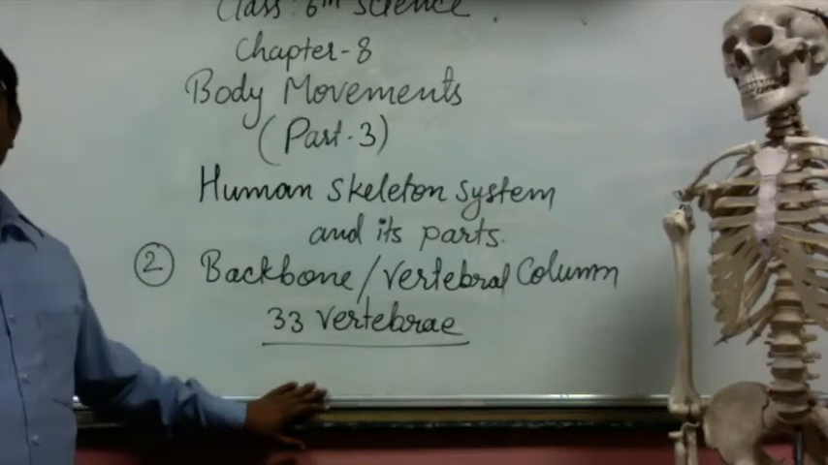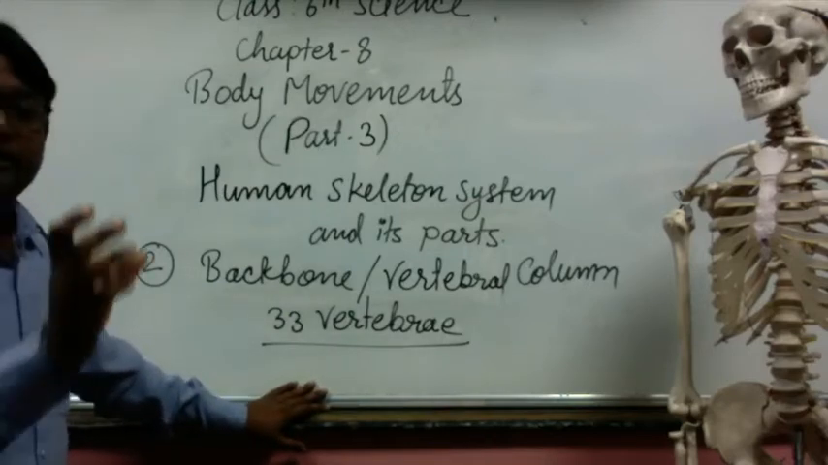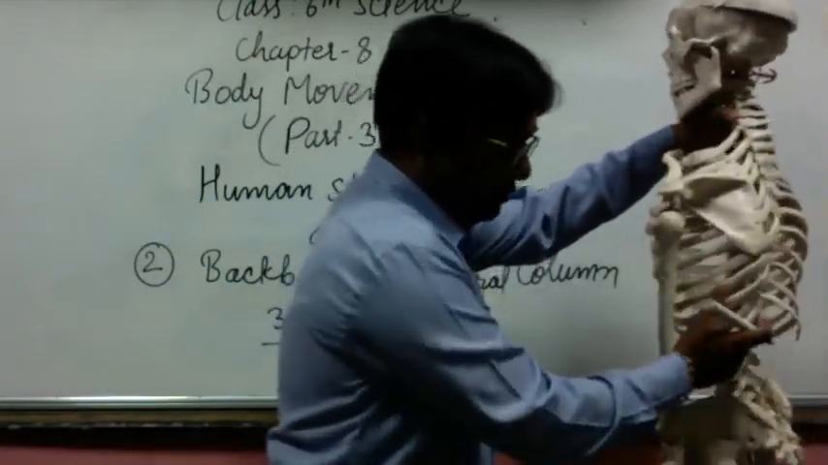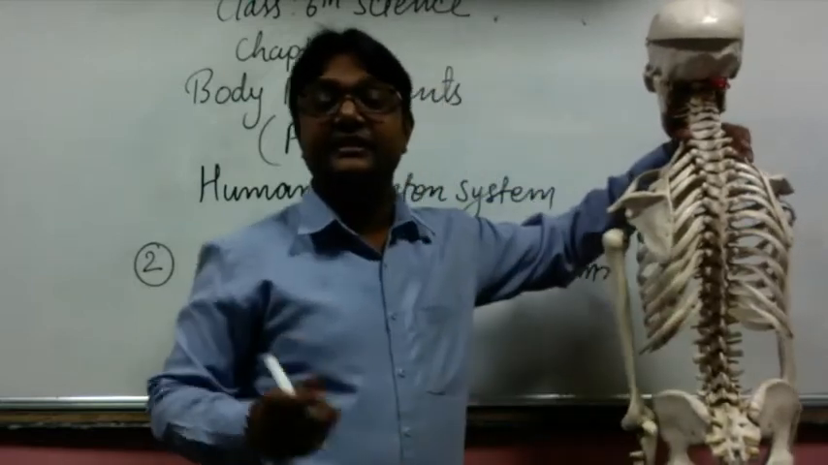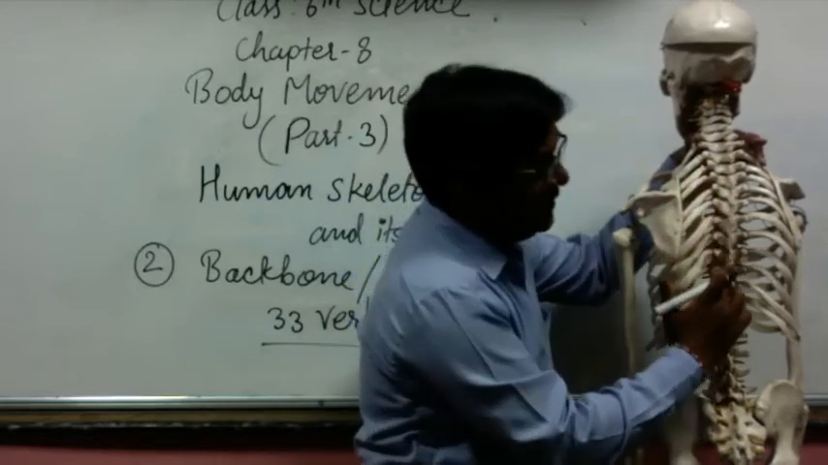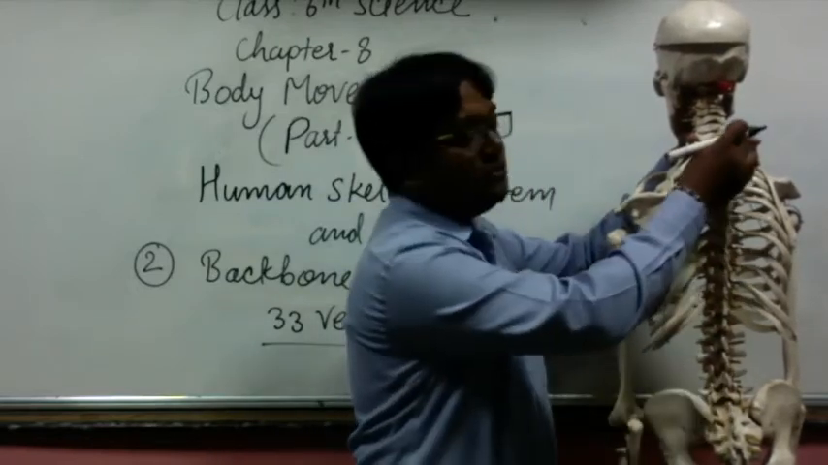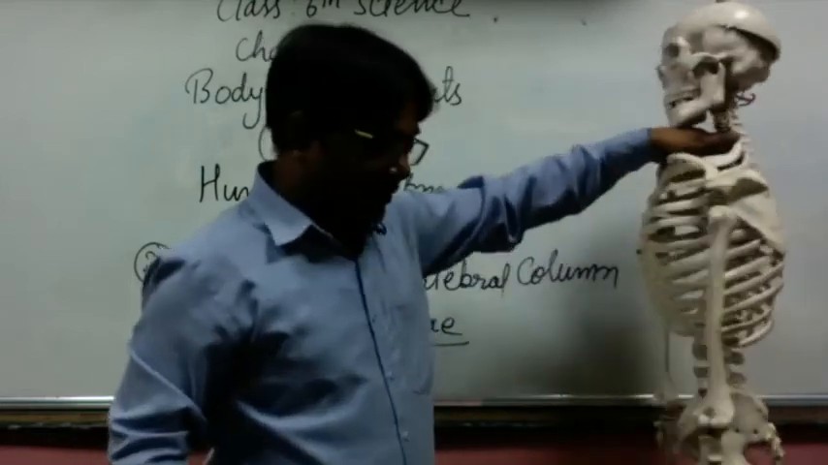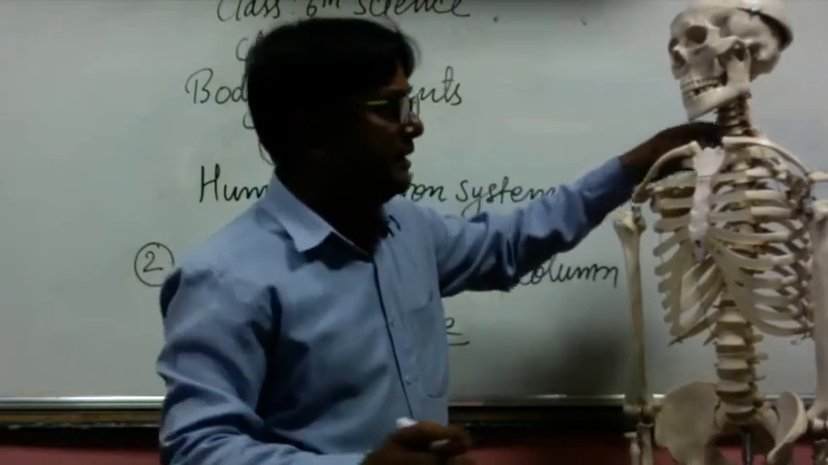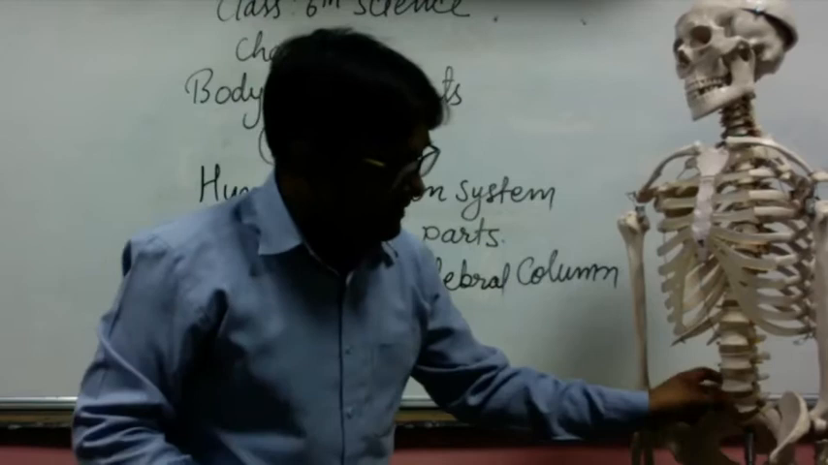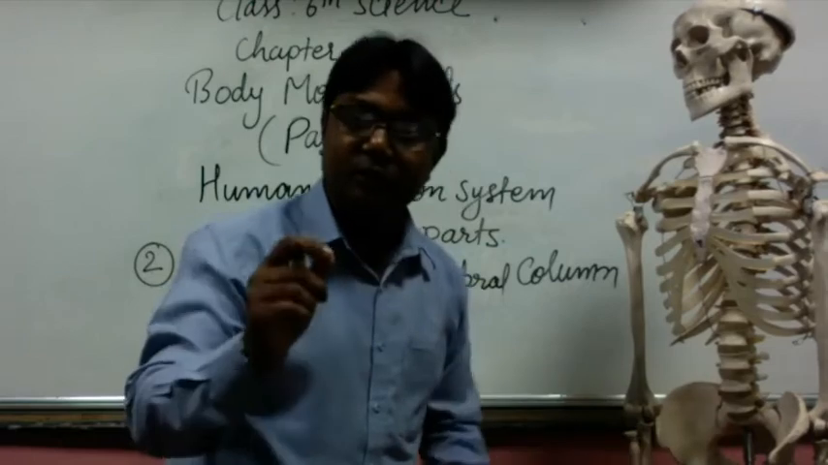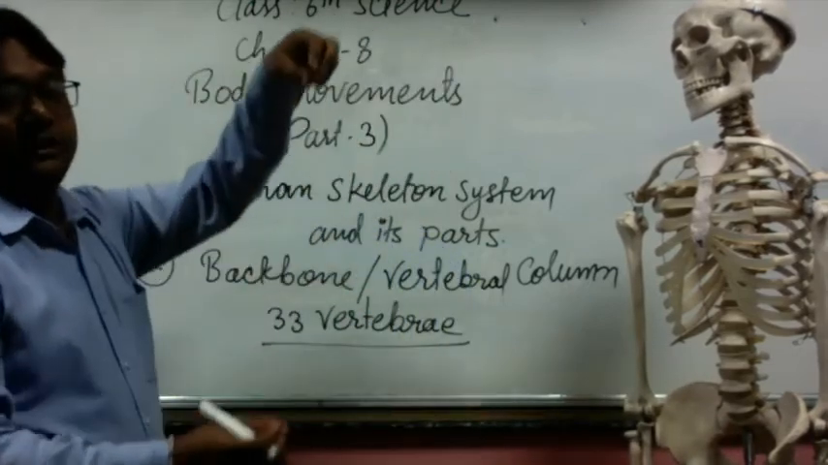The vertebrae are combined together and form the bony structure called the backbone of the human body, or the vertebral column. Here you can see these structures combined together forming the vertebral column. These individual structures are called vertebrae. They have a hollow structure inside, and as the 33 vertebrae are combined together, they form a tubular structure.